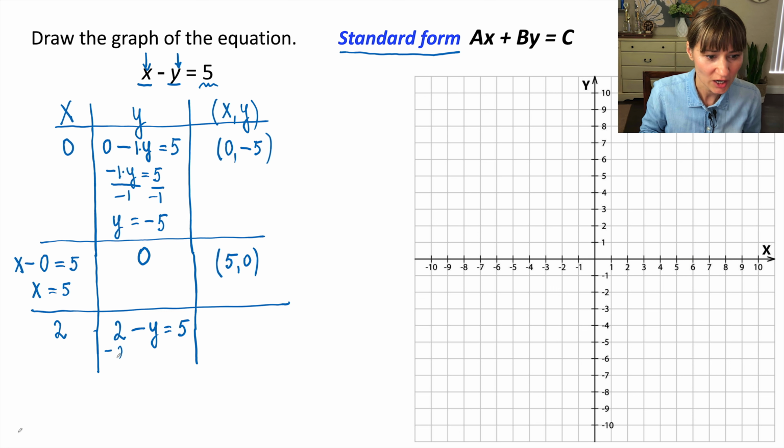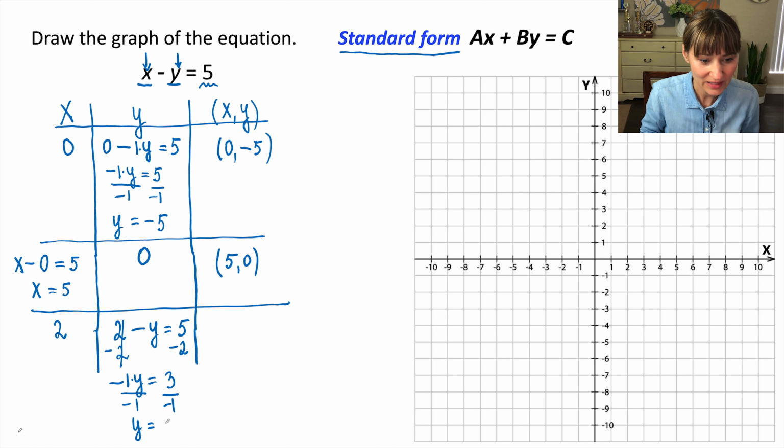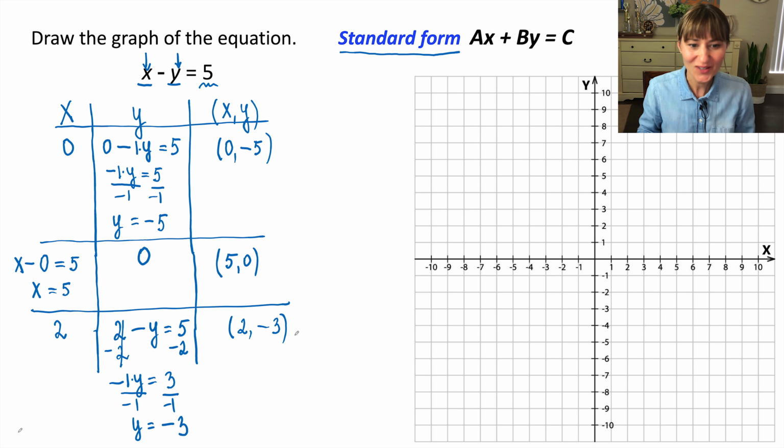So we're gonna subtract 2 from both sides, right? In order to get y by itself, 2 minus 2 will be 0. We will have negative y equals 5 minus 2 is 3. But we know that in front of y we have -1. So we will divide both sides by -1. -1y divided by -1 will be y. And on the other side we'll have -3. Let's write the coordinates. 2, -3. Very good. I love it.